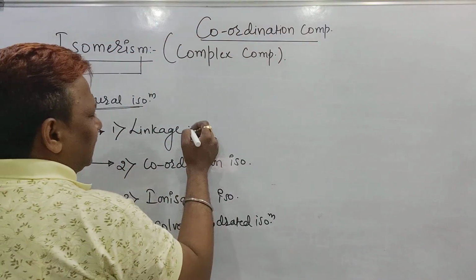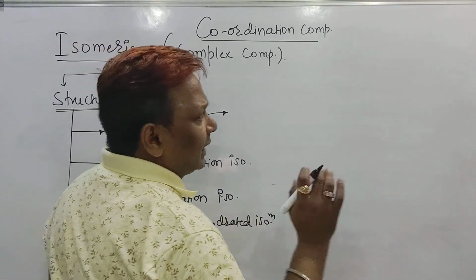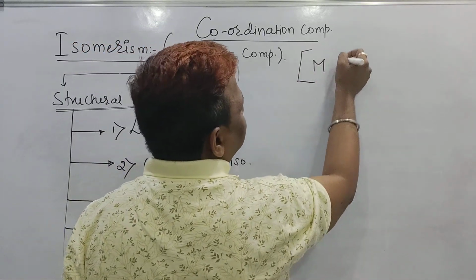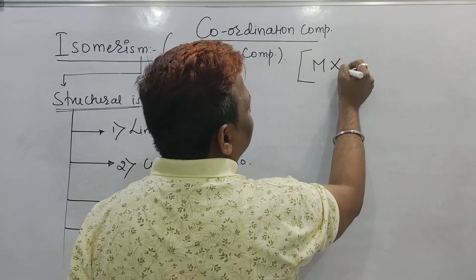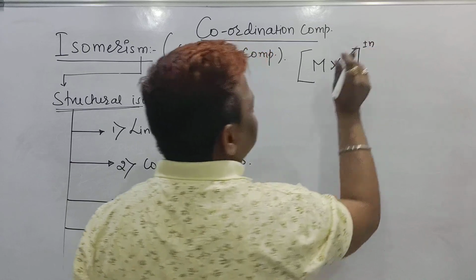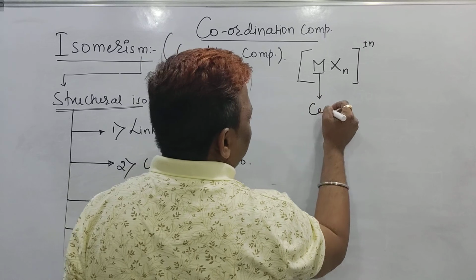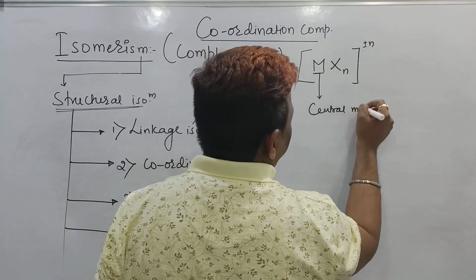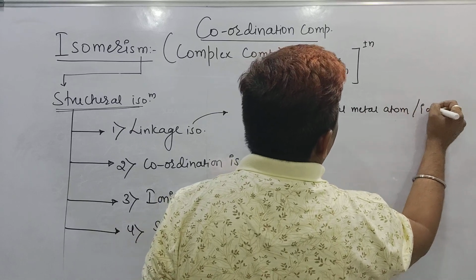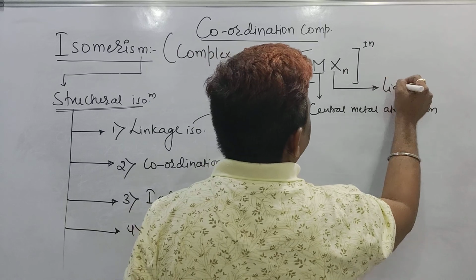What is the trick to identify linkage isomerism? See here, do you have any idea about the complex compound, beta? This is called the central metal atom. This is called the ligand. This is the coordination number. And these are the plus minus charges present over it. This M is called the central metal atom or central metal ion. But what is this X? You know, X is called the ligand.